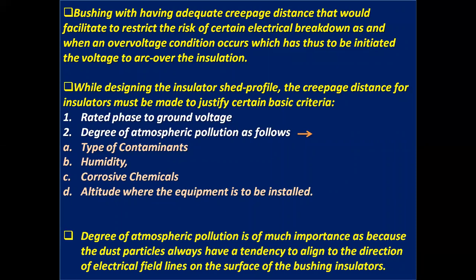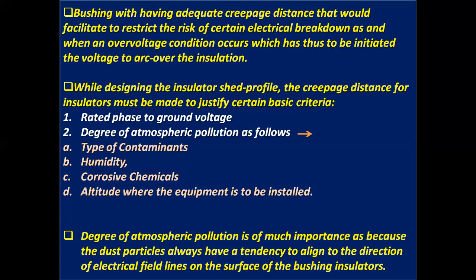Bushing with adequate creepage distance would facilitate restricting the risk of electrical breakdown as and when an overvoltage condition occurs, which would initiate the voltage to arc over the insulation. While designing the insulator shed profile, the creepage distance for insulators must meet certain basic criteria. 1. Rated phase to ground voltage. 2. Degree of atmospheric pollution as follows: A. Type of contaminants. B. Humidity. C. Corrosive chemicals. D. Altitude where the equipment is to be installed.